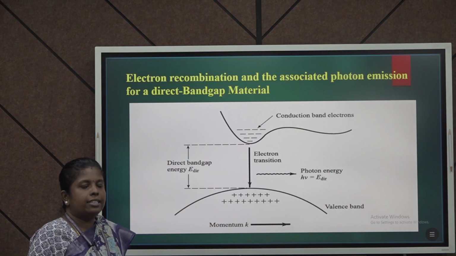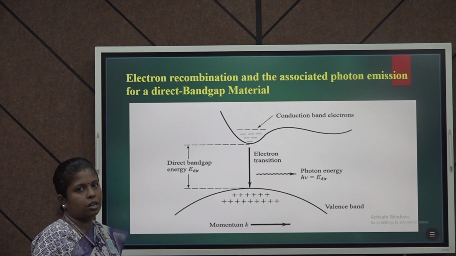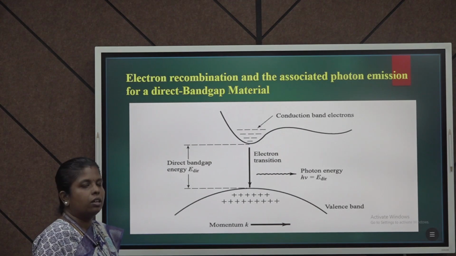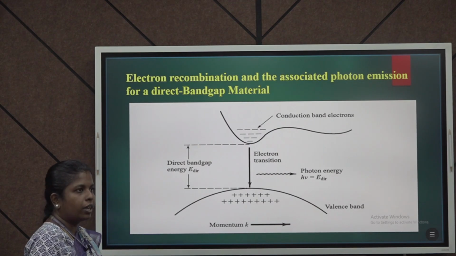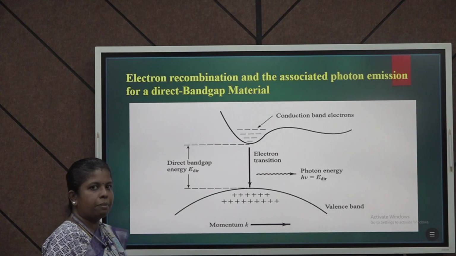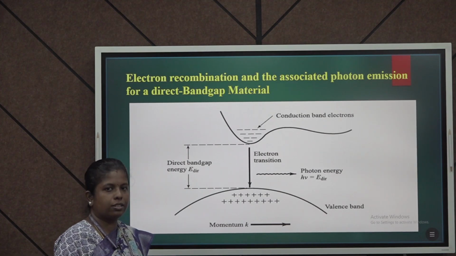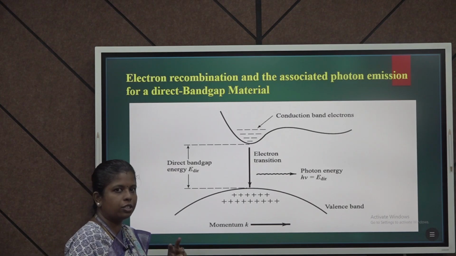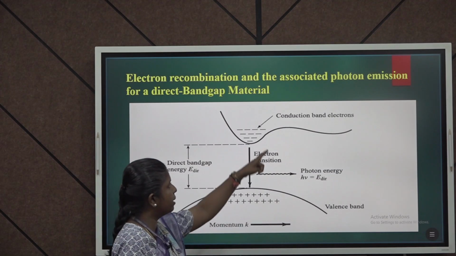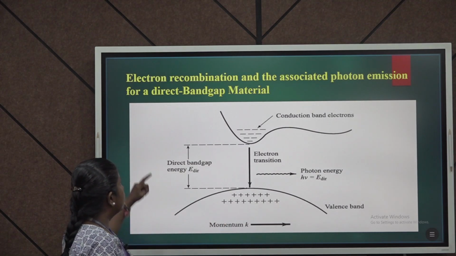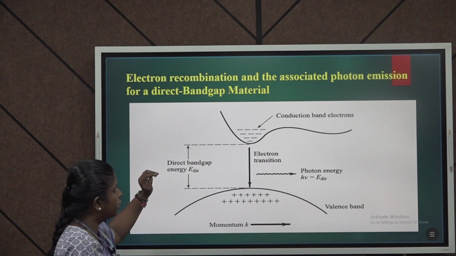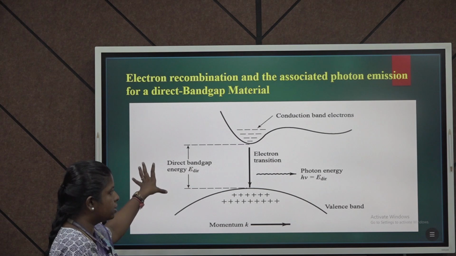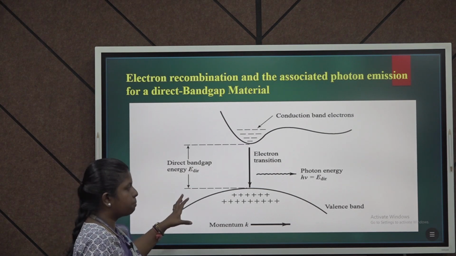In a light emitting diode, the recombination process plays a vital role in emitting the light waves, or else we can say it is how the photon is emitted in the process. We are concentrating on two energy bands, the valence band and the conduction band. I have taken electron recombination associated with photon emission for a direct band gap material.